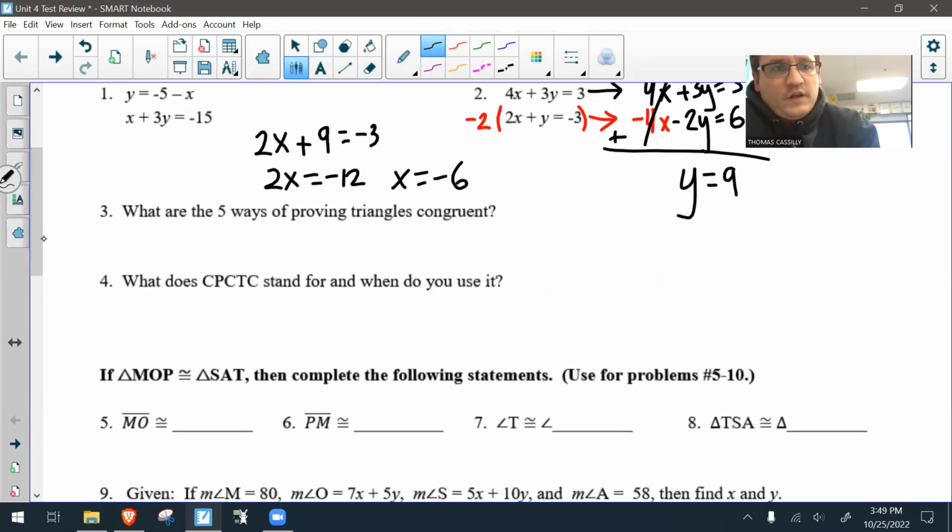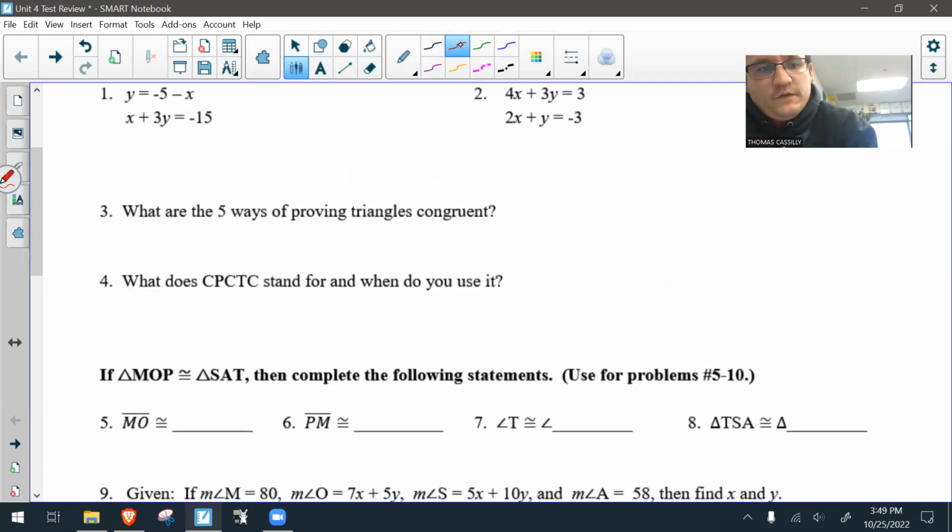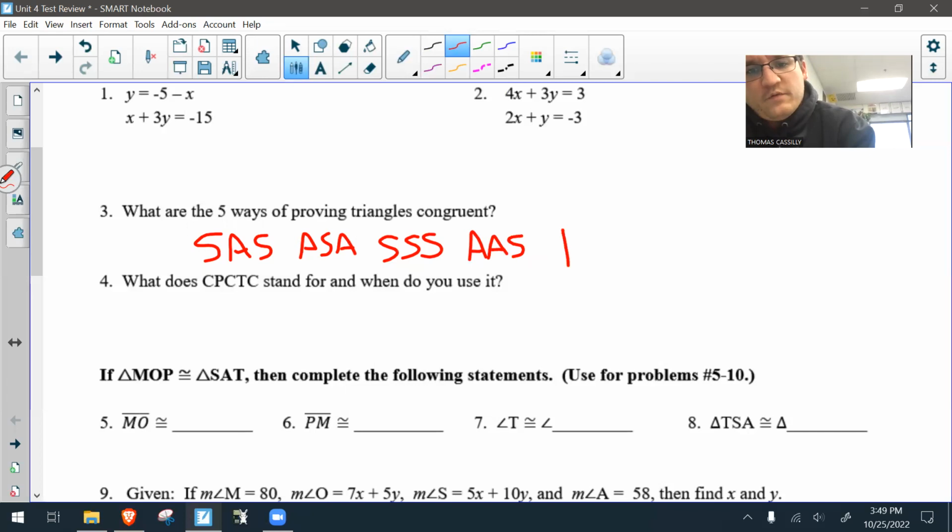5 ways to prove triangles are congruent. All right, hopefully you know these by now. We've been saying these a million times. We have SAS, ASA, SSS. Let's see here, we got angle side. And then the last one, the newest one that we had, was HL. It's that hypotenuse leg.